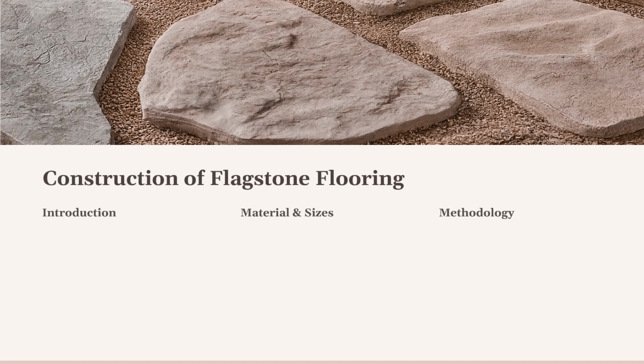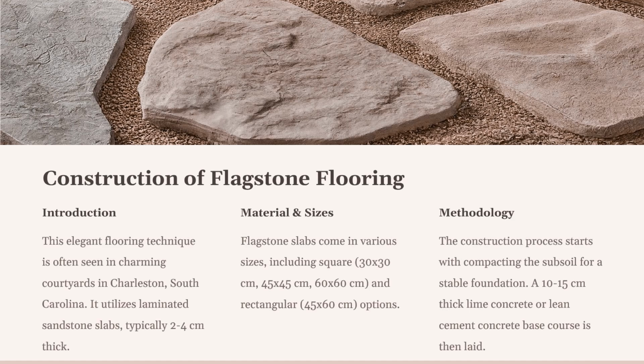And in another method, a more substantial base is created using lean cement concrete or lime concrete, laid 10 to 15 cm thick over the prepared subgrade. Again, attention is paid to ensure that every joint is seamlessly rendered flush, creating a cohesive and polished look. Having done with the brick flooring, let us now move to flagstone flooring.